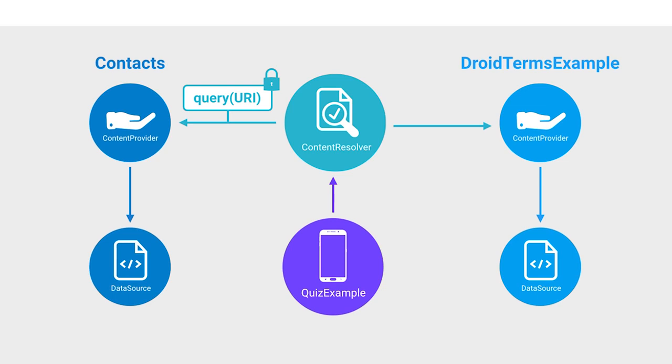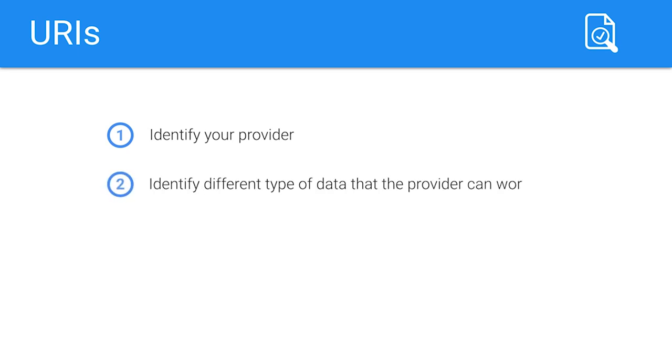In general, URIs tell content resolvers two things. First, which provider they want to talk to, and second, what specific data is being requested. So when you build your own content provider, it's up to you to define URIs that both, first, identify your provider, and second, identify each different type of data that the provider can work with.